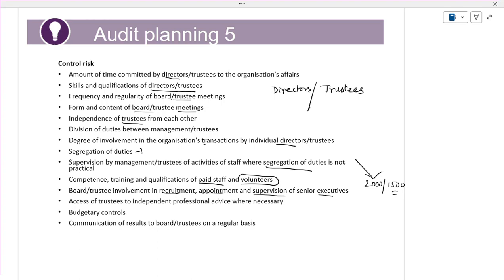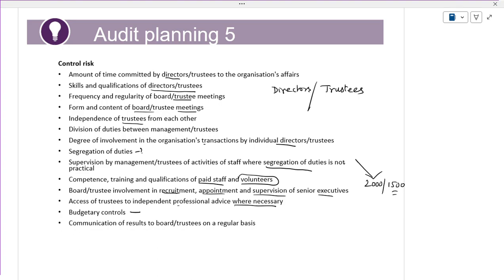And you will have the access. You say yes, somebody is there, he can be appointed. There is no hard and fast rule that we need professional, skilled people. And there is no hard and fast rule that there should be a segregation of duties. All these things become secondary. Okay? Access of trustees to independent professional advice where necessary. Wherever professional advice is needed, is that a control risk? Sometimes people are willing to take professional advice, sometimes people are not willing to take professional advice.